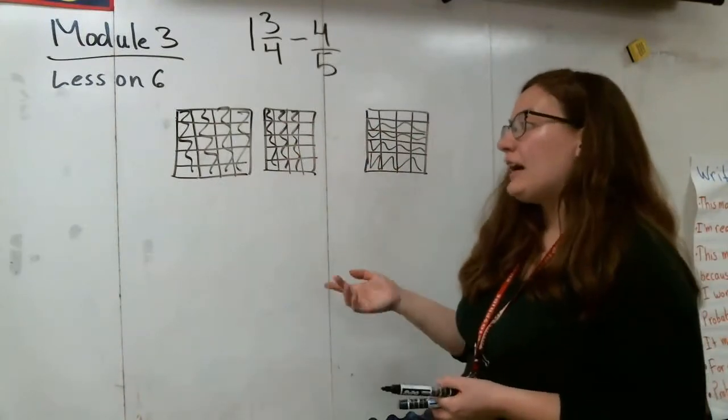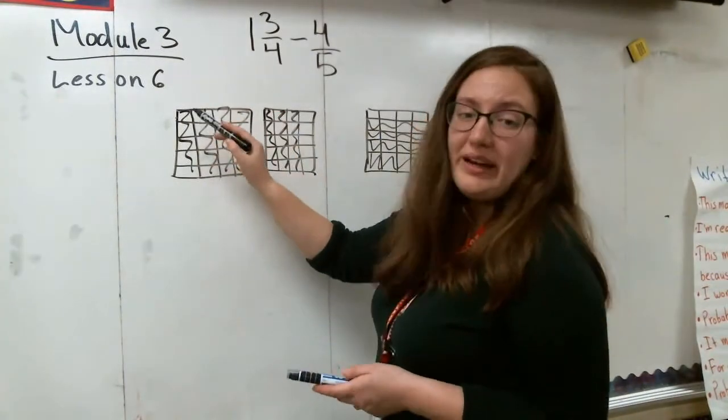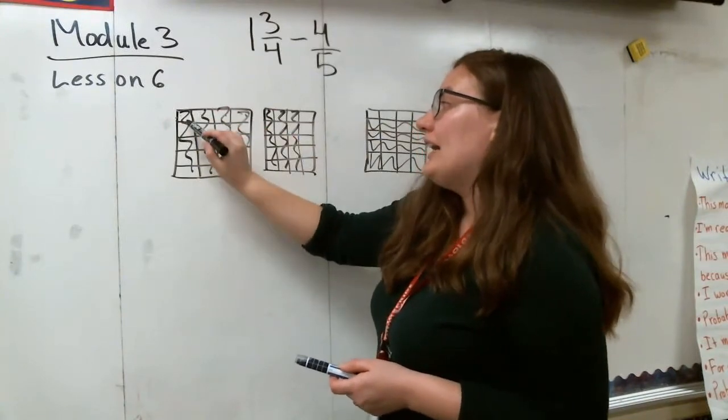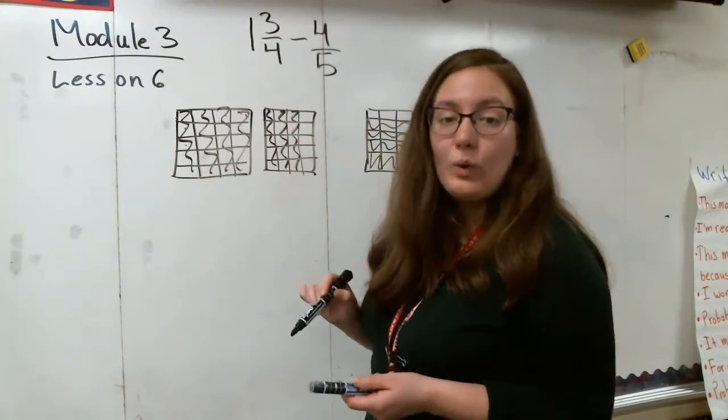And what really helps is that little trick you saw me do earlier where I count across and I count down and I multiply. So again, this is how we do it. We go 1, 2, 3, 4, and then go down 1, 2, 3, 4, 5. So 4 times 5 is 20.